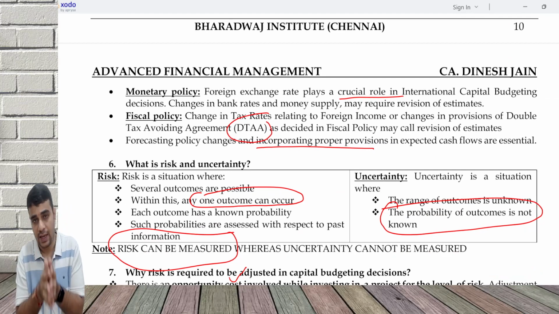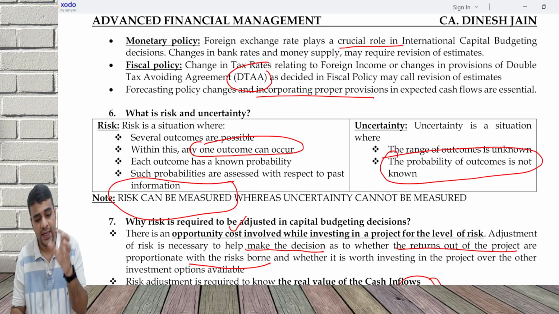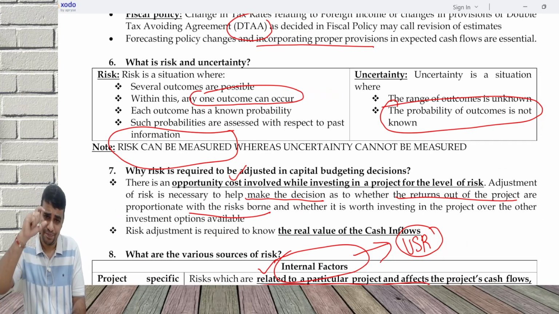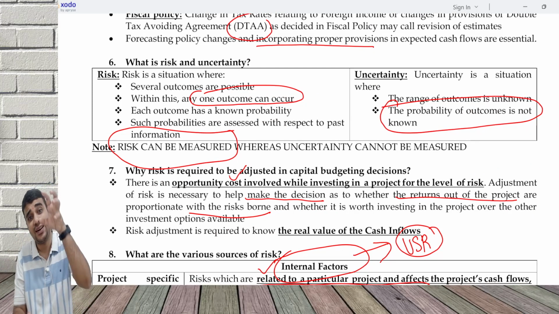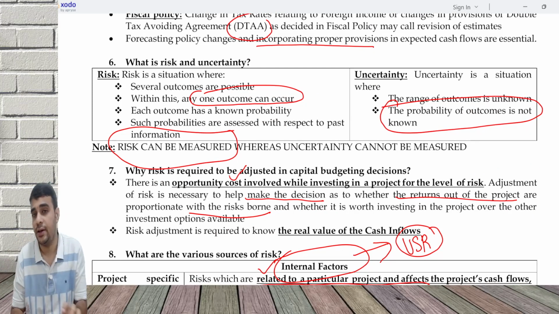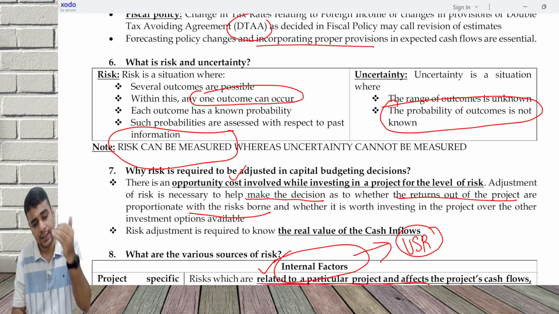Risk is something which can be measured, uncertainty is something which cannot be measured. Why is it necessary to adjust for risk? Because I have limited money. I need to put the money in those projects which give a return commensurate with the risk being undertaken. If you take high risk, I want high return. If you take less risk, I want lower return.